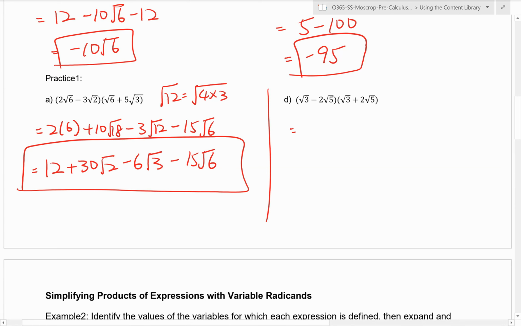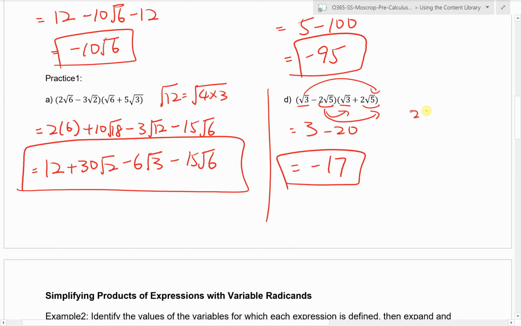Part D, I'm going to quickly do it here. Root 3 times root 3 is 3. Notice these are the same, so the only thing that's different is the plus sign, minus sign. What that tells me right away is that this is going to end up with a difference of squares. I don't need to multiply these two because they will just cancel out themselves. So I'm going to go ahead and do the last two. Negative 2 root 5 times 2 root 5. That's going to give me negative 20. Okay, so that's negative 17.